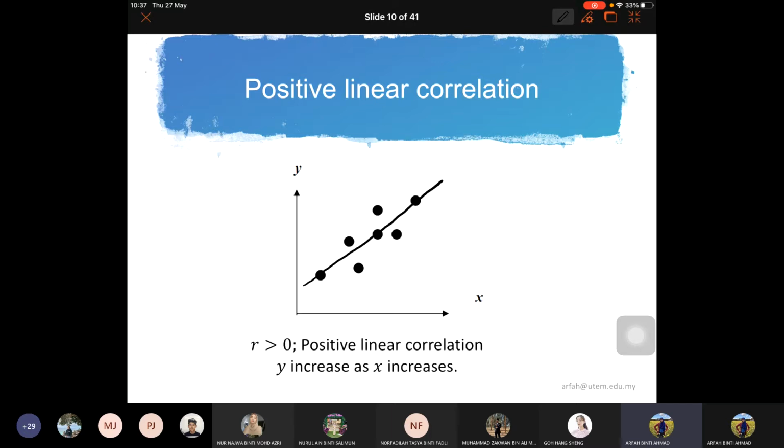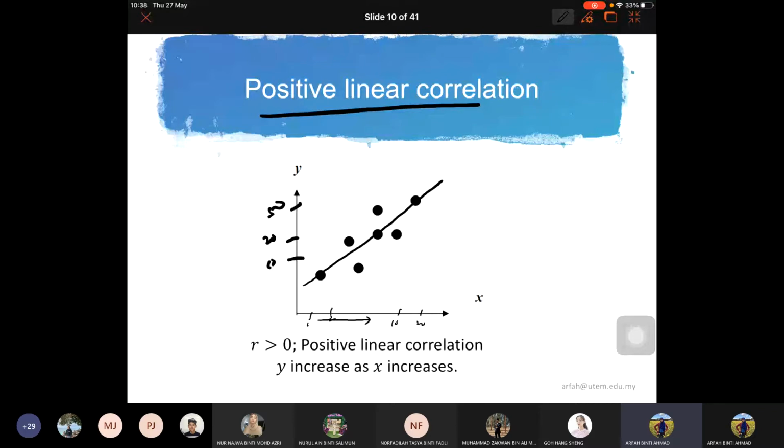Later we will see how to calculate the correlation coefficient. In this case, there exists a positive linear correlation where we can see that as the value of X increases, Y also increases. So when the value of X goes up, it is a positive line. For example 1, 2, 10, 20. As X increases, Y also increases. 10, 20, 50 and so on. So this is the case for positive linear correlation.